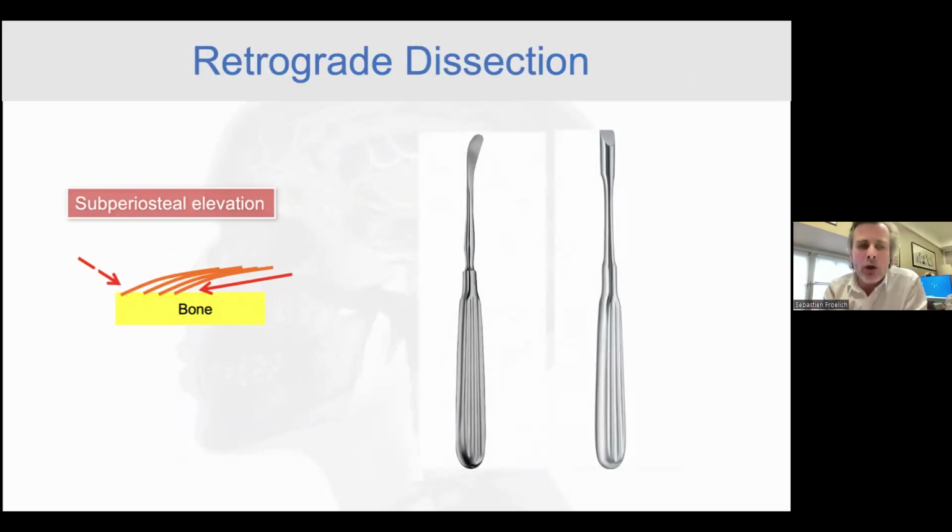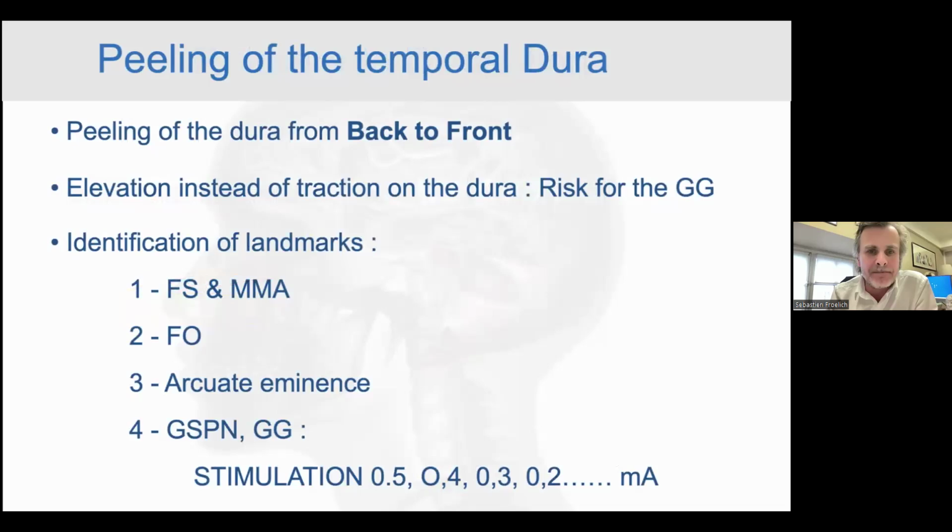This is the tool I use for subperiosteal retrograde dissection of the temporalis muscle. You need to elevate the fibers and keep the periosteum intact. Once you have done your bone flap, it's important to shave the inferior border of it, to be exactly at the same level as the temporal fossa floor.